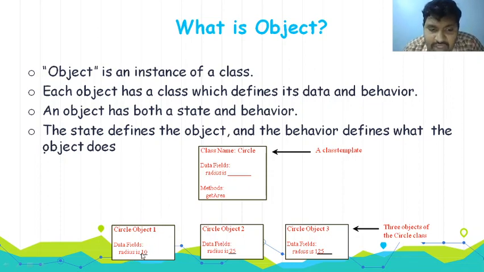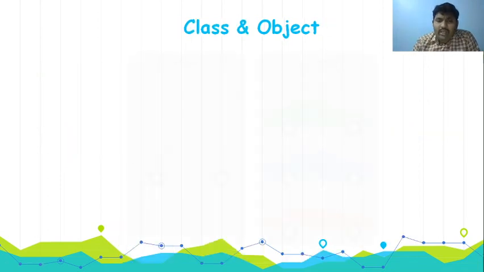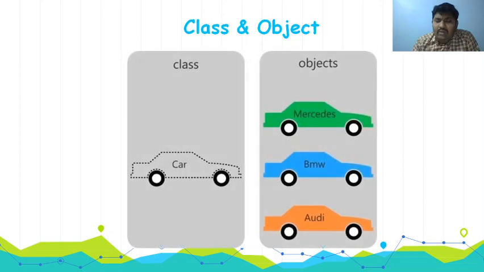But the values will be changed. So this particular circle has a radius of 10, and this particular circle has a radius of 25. Each and every one has a different radius, so different areas will also be there. Next, for example, see this particular diagram.